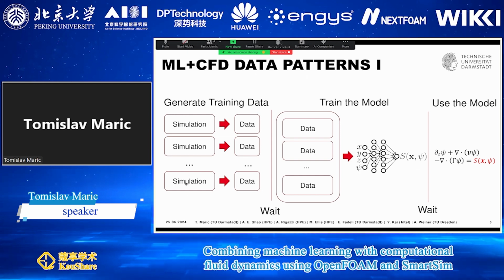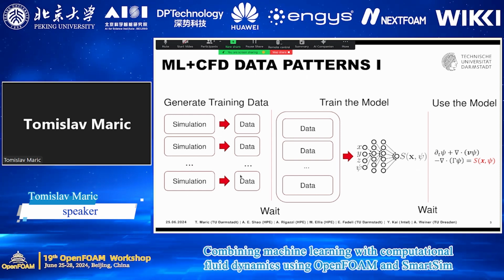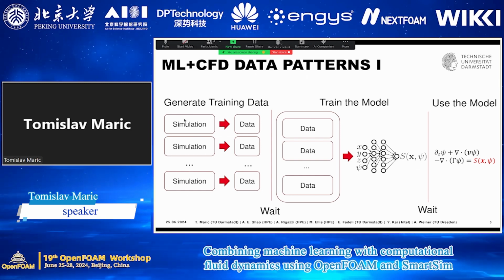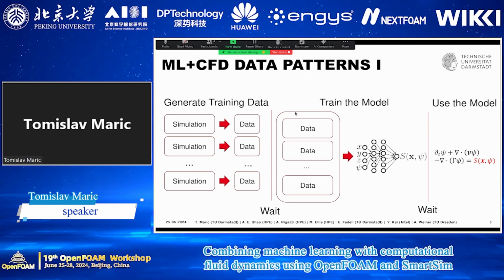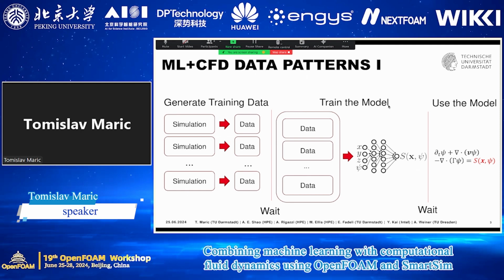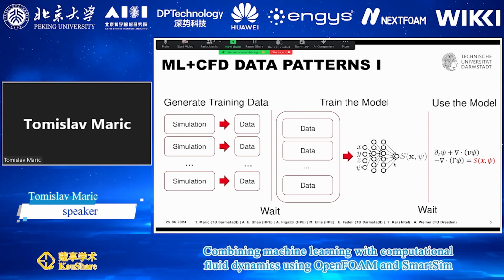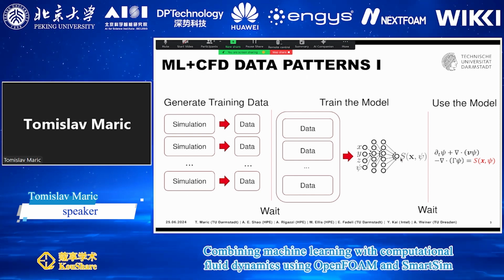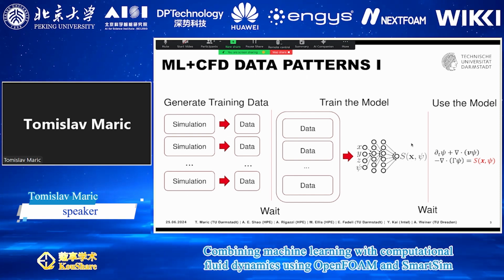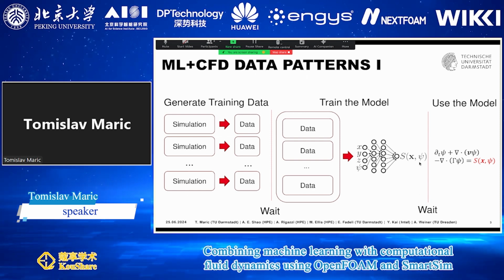You run a bunch of simulations. The simulations generate their data, right? And then you wait until you gather all the data. You wait. And then you prepare data, agglomerate data for the training of the model. And you basically then train the model. Here, this neural network is being used to train a source term that you have to, of course, wait for it to be trained, and then to be used in some PDE, right?